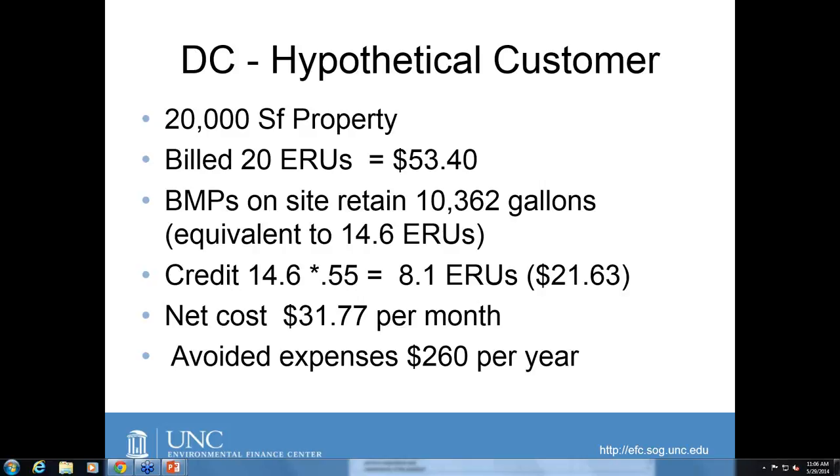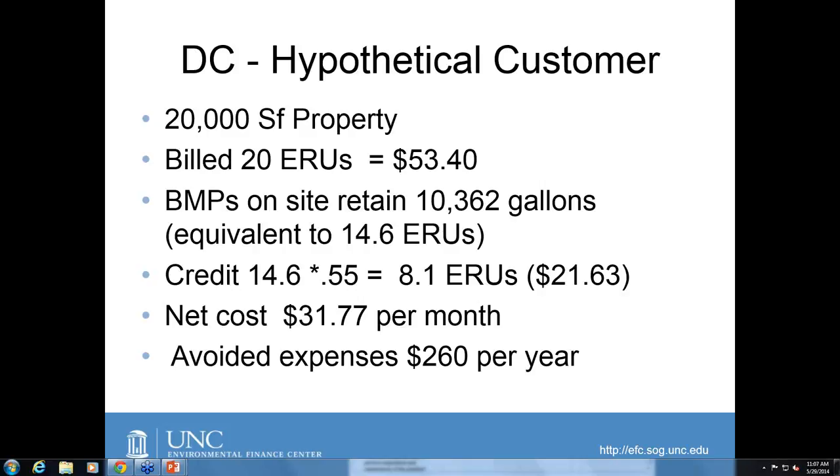They would, at the current rate of $2.67, have a default bill of $53 if you had this type of property in DC. Again, using the same type of sample BMP that Stacy modeled, let's assume a BMP on site could retain 10,000 gallons. That's the equivalent of about half of a storm event, a 1.2-inch storm event, on this property. When you do the math based on what they calculate an ERU to generate as far as gallons, that's the equivalent of 14.6 ERUs worth of water that is being captured on site. They will let you get a credit of 55% of that 14.6.